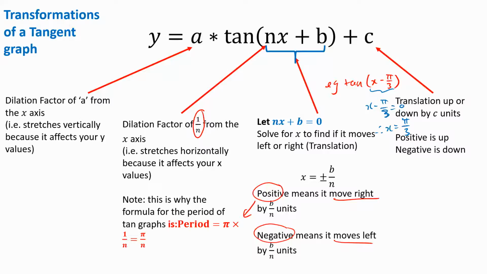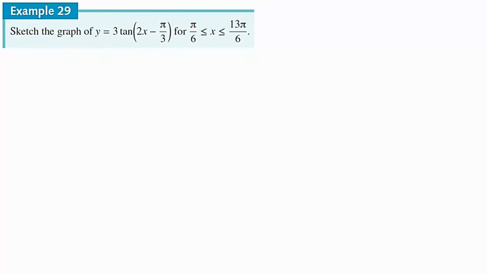This is now how to sketch using transformations. I gave you the properties. I gave you the meaning of what a tangent graph is. So we look at this example. Sketch the graph of y equals 3 times tan of 2x minus pi on 3. First things first, let's read the transformation.